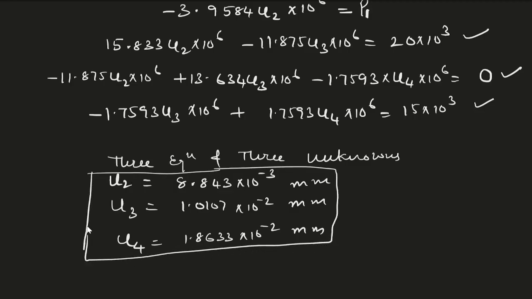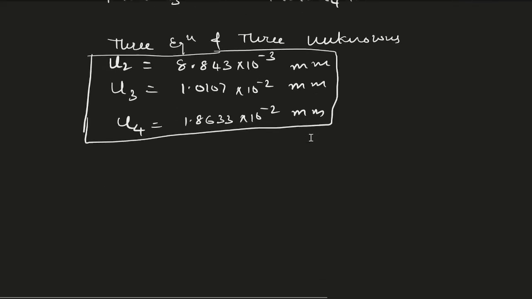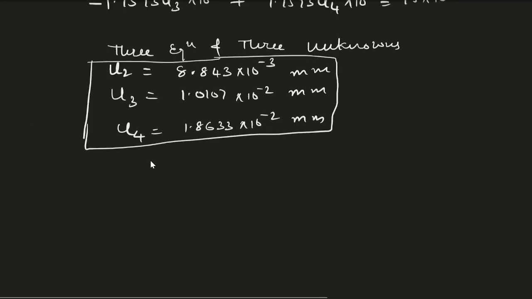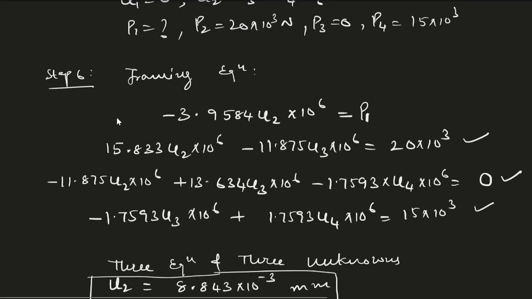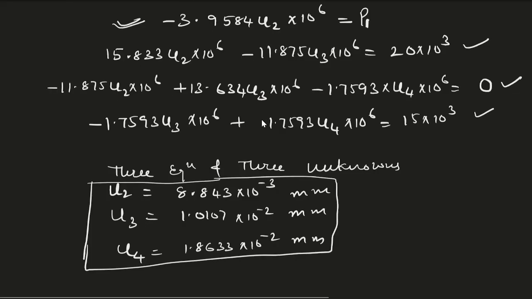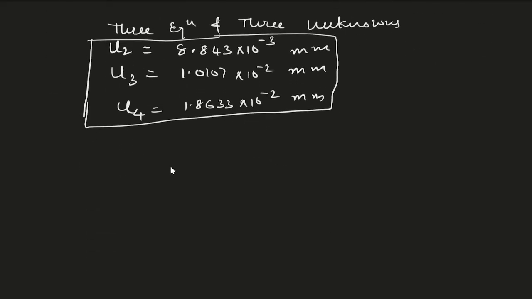Now we have to find the value of P1 as well. So we know the equation of P1, and this is the equation of P1. We have to substitute the value of u2, and if you put it in the calculator, we'll get P1 equal to minus 3.9584 u2 into 10 power 6. If you put the value, you will get minus 35 into 10 power 3 Newton.